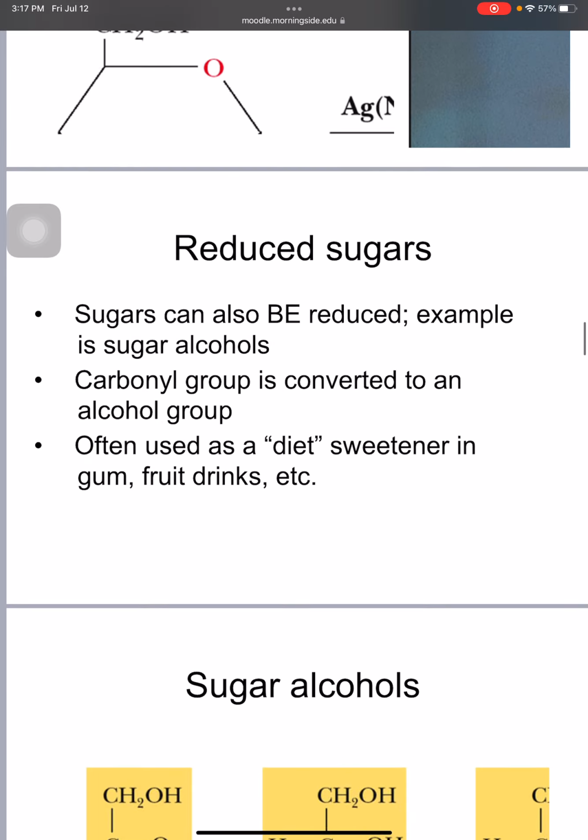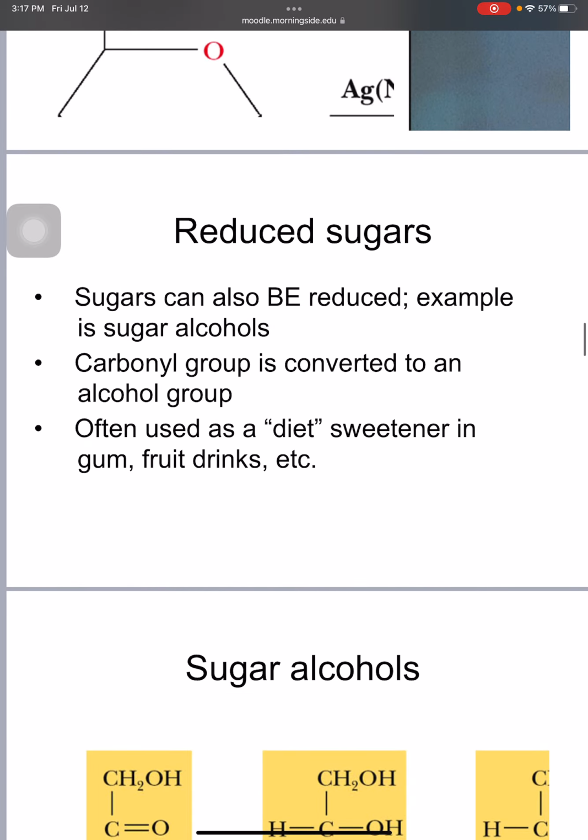All right? So, reducing sugars themselves are oxidized. The other case though, you can have sugars that are themselves reduced. A good example is something called sugar alcohols. So here's an example of sugar alcohols. Sorry, my voice is really starting to die.